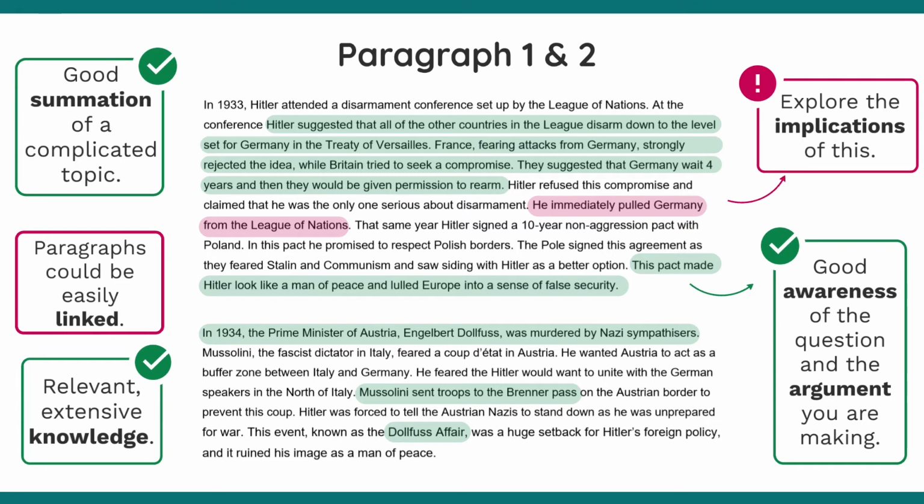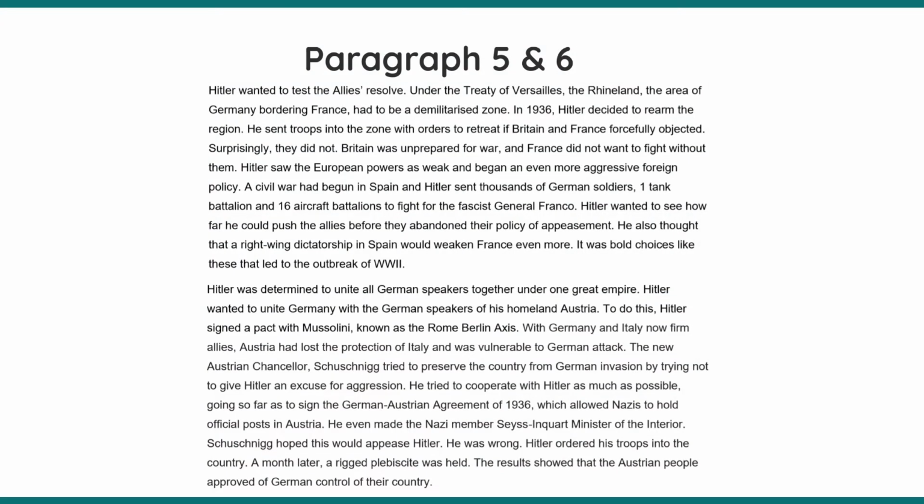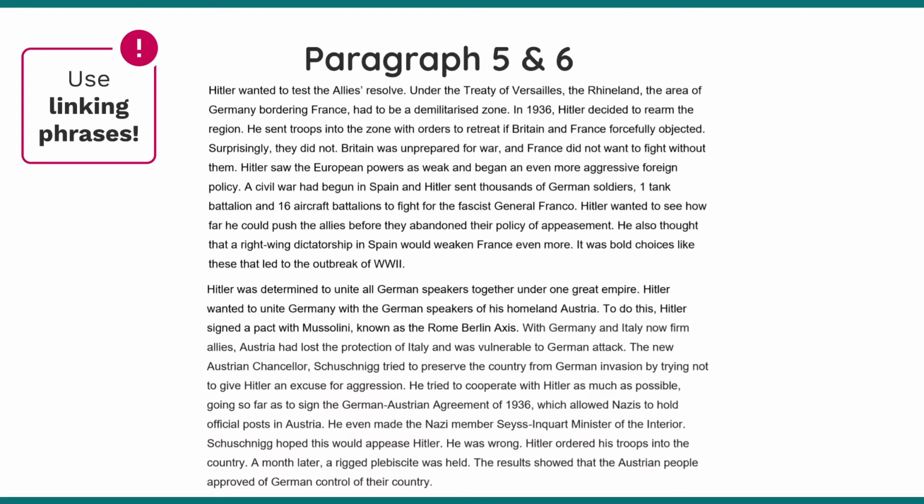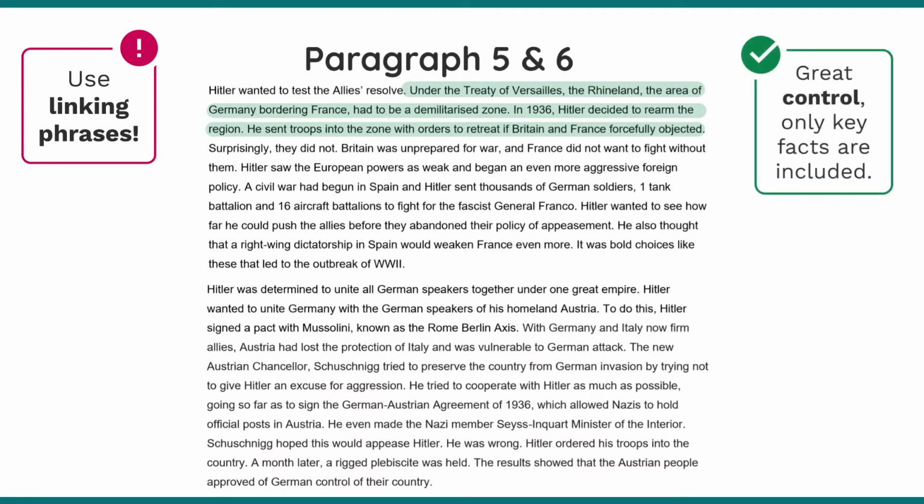This essay is giving exactly what the examiner would be looking for: detailed, substantial information. It's continued down the way in paragraphs 5 and 6. Again, those linking phrases would really, really give it that extra oomph. But it does continue to show great control.